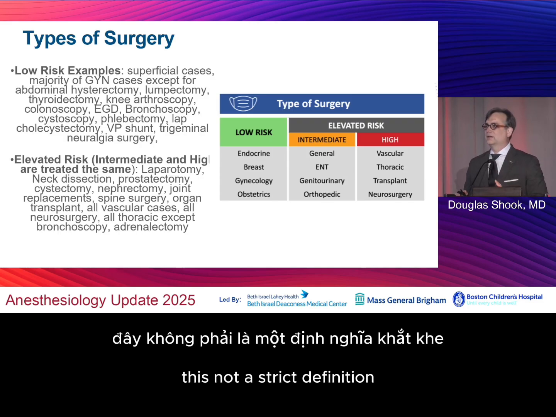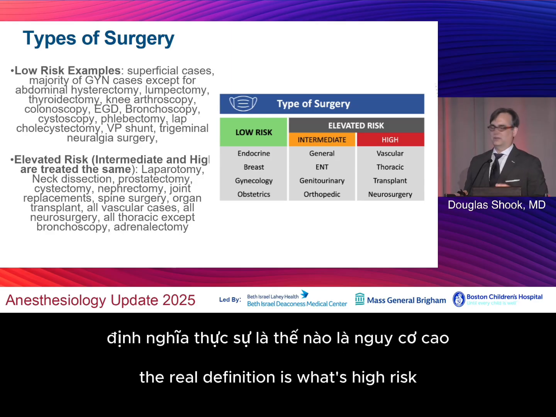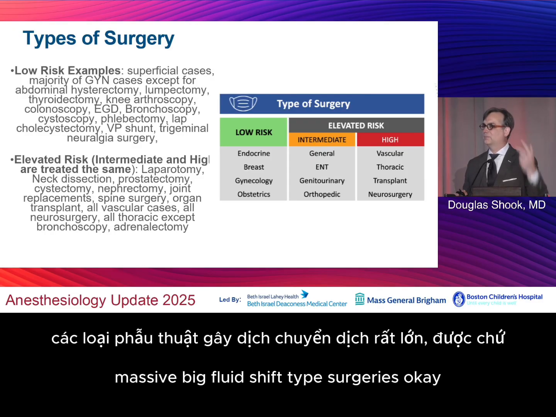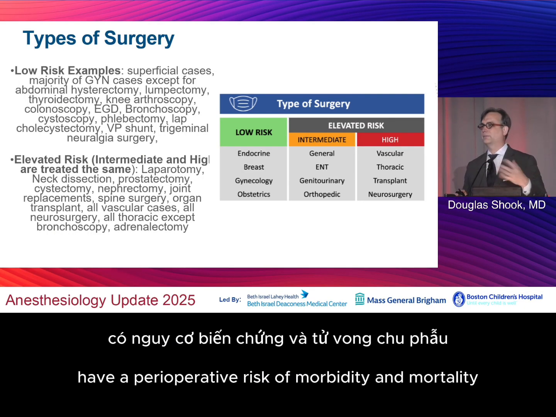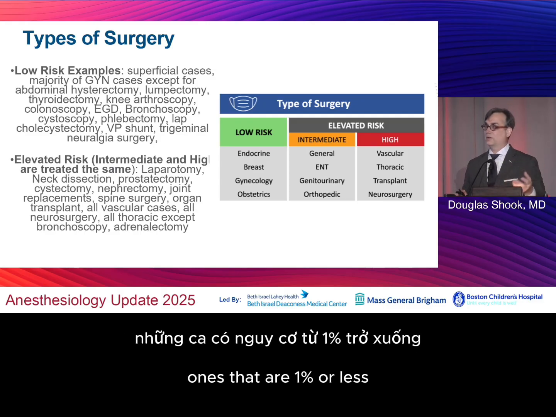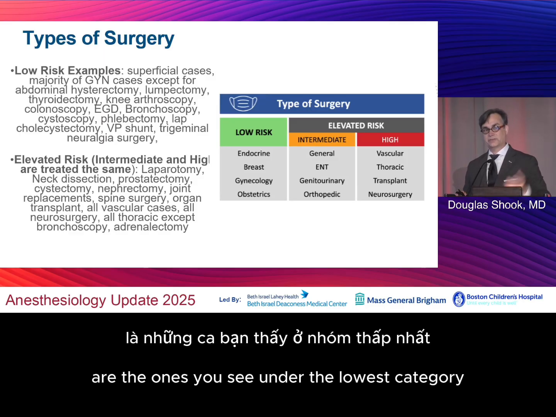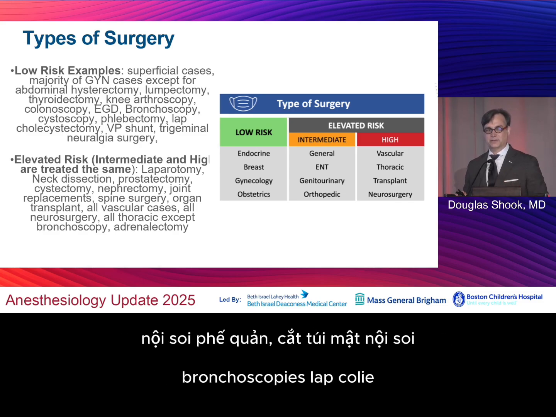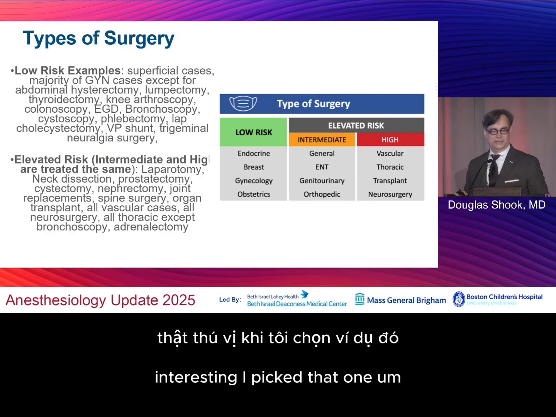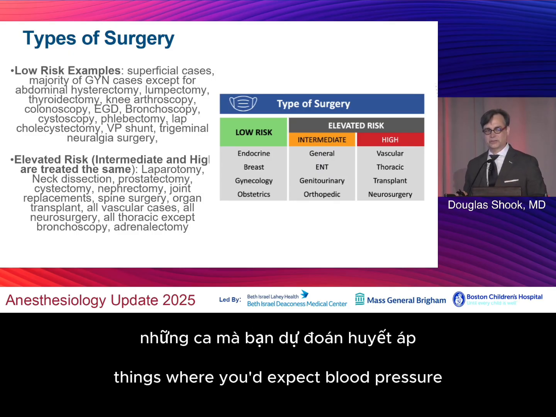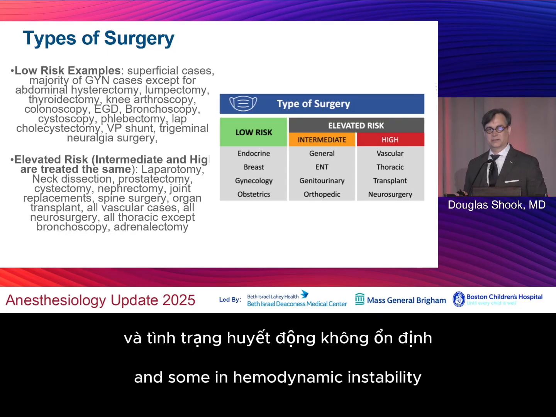So I give this, not a strict definition. The real definition is what's high risk. High risk is blood loss, hemodynamic instability, massive fluid shift type surgeries, okay? Those types of surgeries typically have a perioperative risk of morbidity, mortality, or MACE, cardiac risk, greater than 5%. Ones that are 1% or less are the ones you see under the low risk category, for example lumpectomy, thyroid, knee scope, colonoscopy, bronchoscopies, lap chole. Interesting, I picked that one. Elevated risk would be major abdominal surgery, major vascular surgery, things where you'd expect blood pressure and some hemodynamic instability.